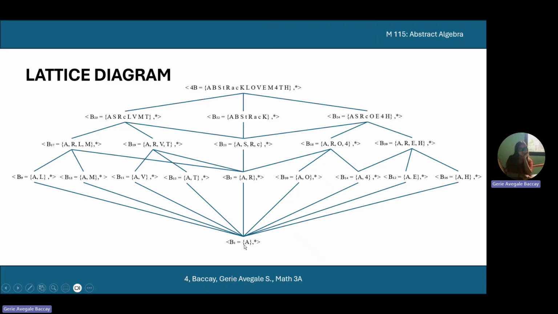At the bottom of the diagram, we have the trivial subgroup, which only contains the identity element. At the top, we have the whole group itself, since every group is a subgroup of itself. And in between, here and here and here, we place all the proper subgroups.